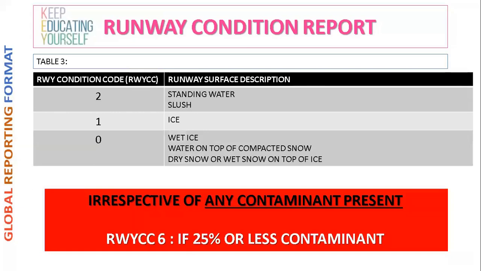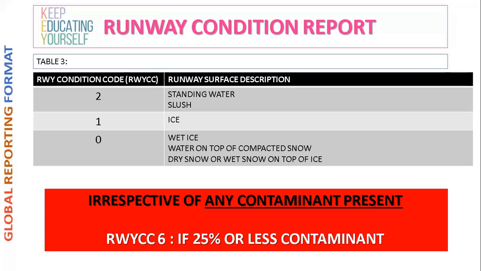Then table 3 continues here. Runway condition code 2 will be given if the runway contaminates are standing water and slush. 1 we have to give when we find that ice is on the runway. 0 means wet ice, water on top of compacted snow, or dry snow or wet snow on top of ice.